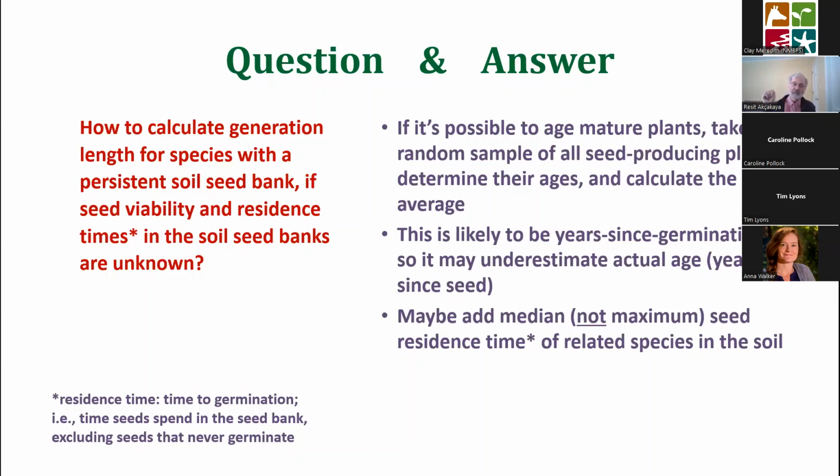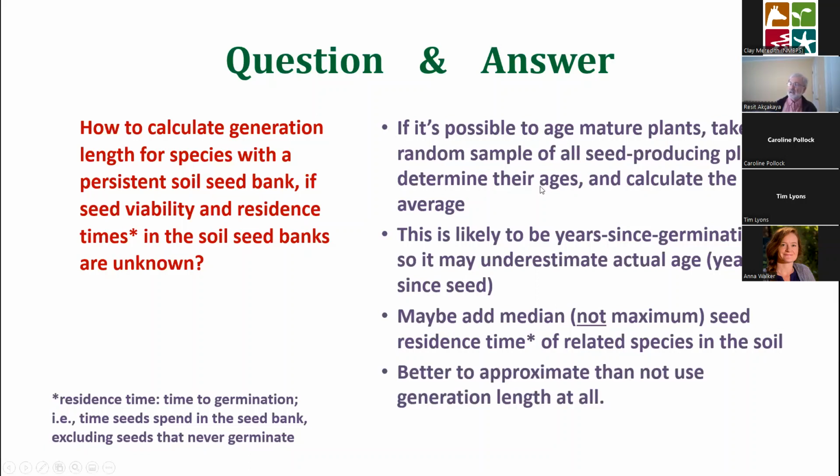And that number is likely to be much smaller than the maximum residence time in the soil, right? So it's likely to be a very much smaller number, and we can add that to the number that we calculate from the first step. Now, this is going to be a crude approximation, but it is still better than not using generation length at all.